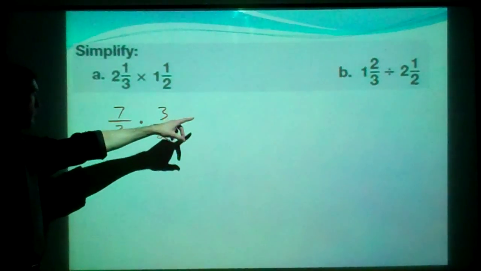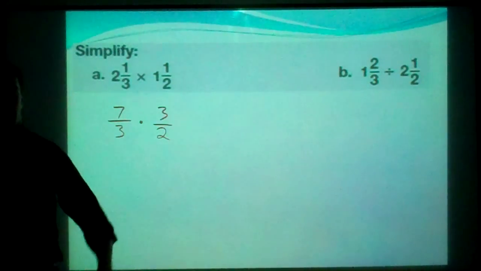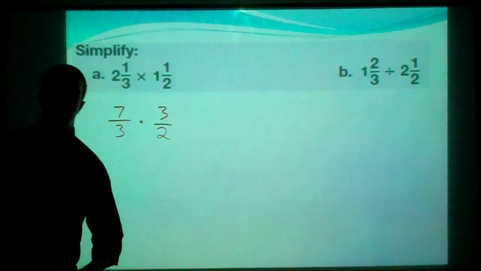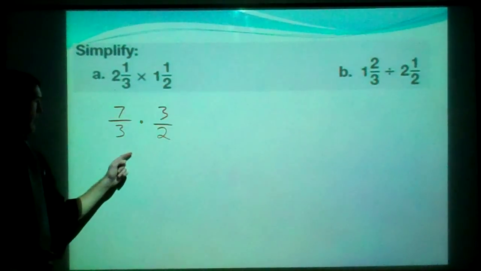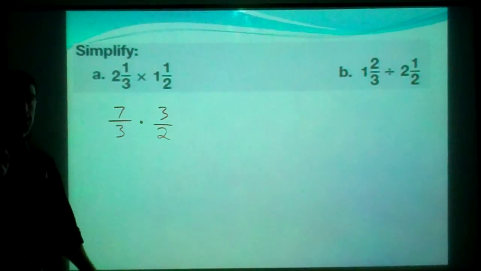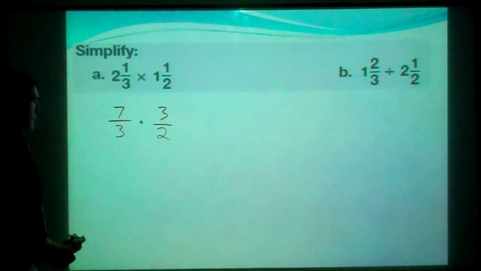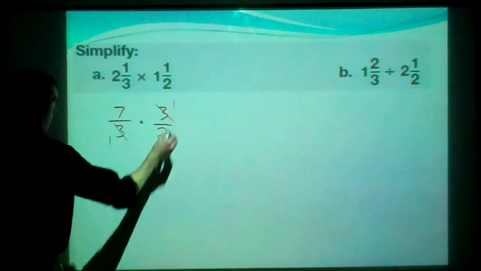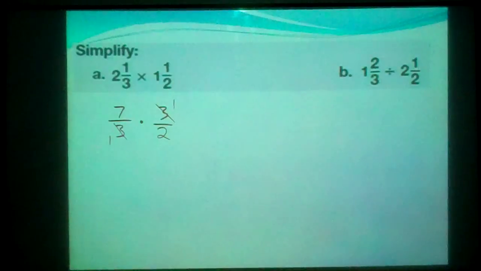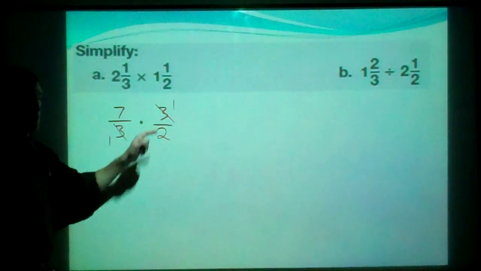Now we could multiply straight across if we wanted to. 7 times 3 is 21, 3 times 6 is 6, and then we could reduce after that. But I'm going to take that shortcut that we were talking about yesterday, and I see diagonally here, we've got a 3 and a 3, one's on top, one's on bottom. That means we can cancel before we multiply. So 3 and 3, 1 and 1 right there. Okay? That's because 3 divided by 3 is 1, 3 divided by 3 is 1.